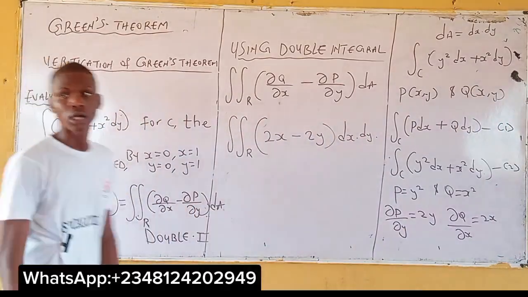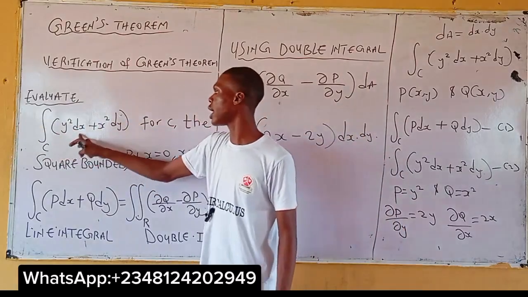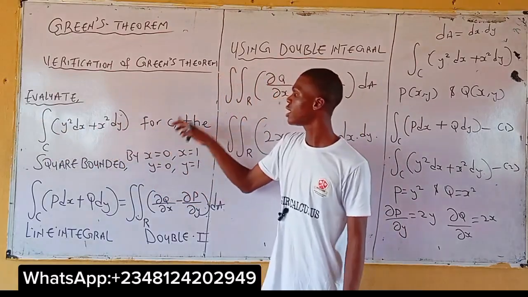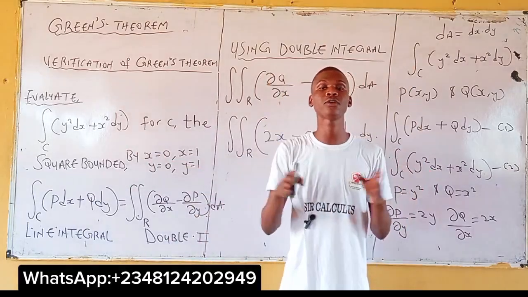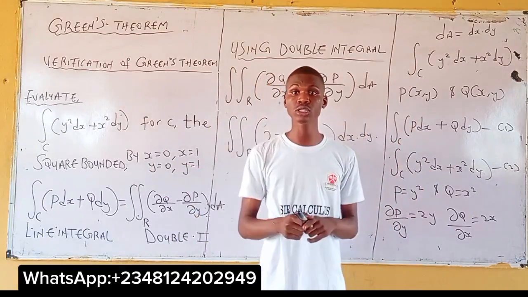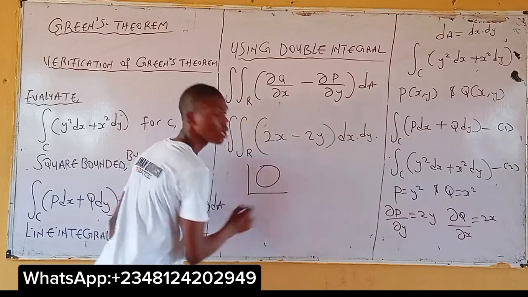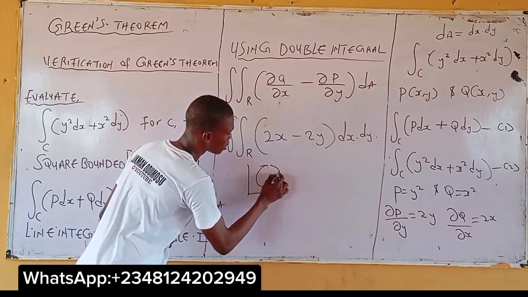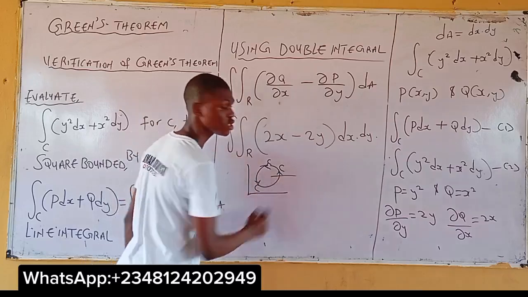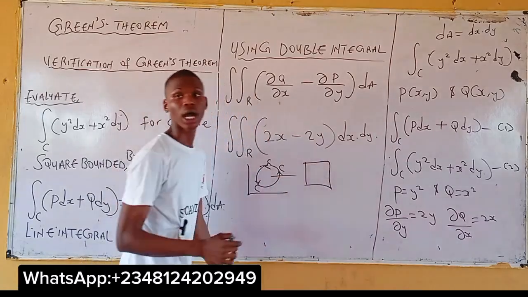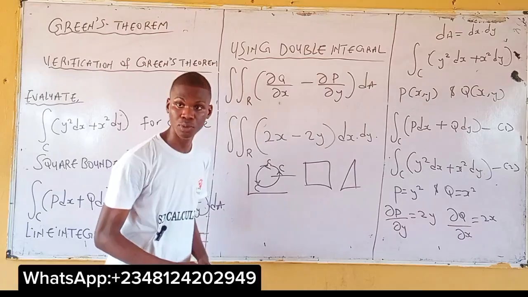Now, what you are going to substitute from the question, let's read the question. The question says: evaluate the integral of y squared dx plus x squared dy for C, the square bounded. What this means, from Green's theorem, is that we have a simple closed curve. Let's go back to what Green's theorem states. Let's say this is your simple closed curve, this is C. This simple closed curve might be of different shapes. You might have a square, you might have a triangle.